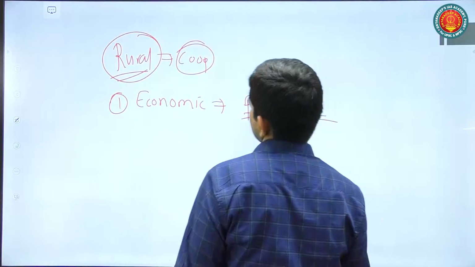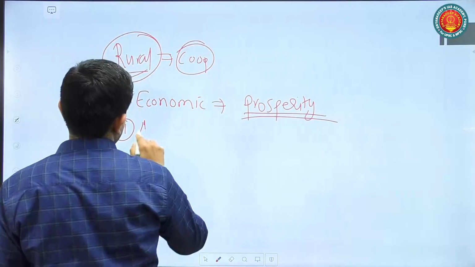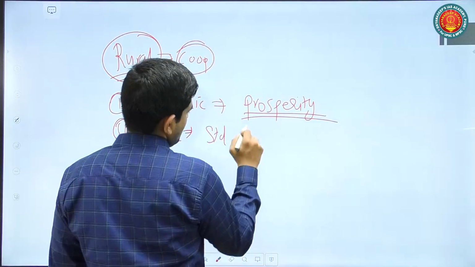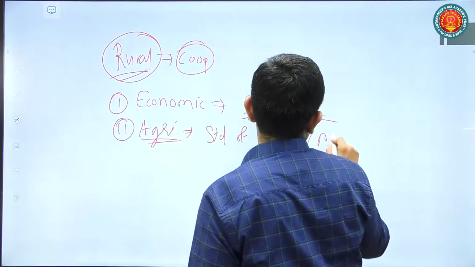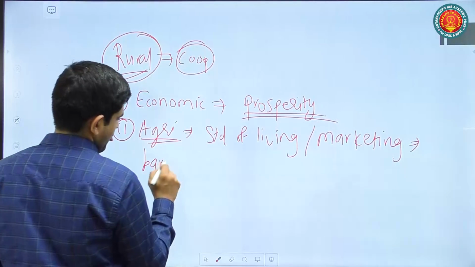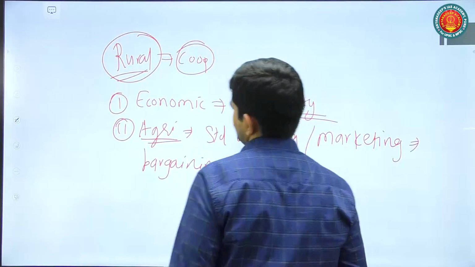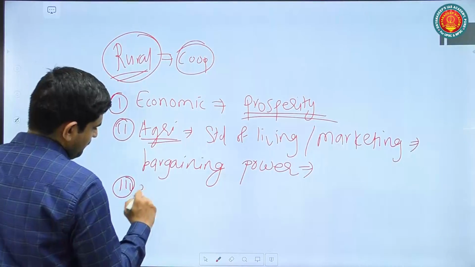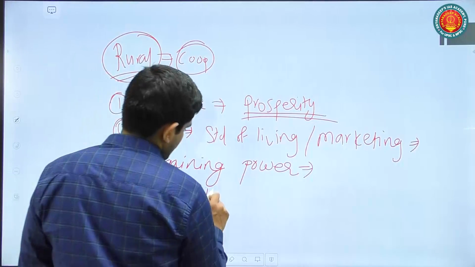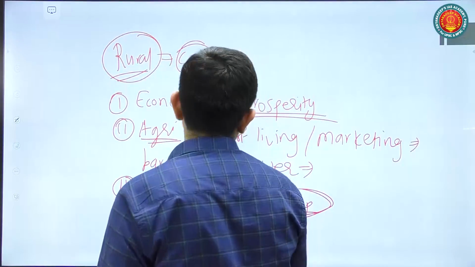Okay. Once economic prosperity is there, then with respect to other things, you can mention that agricultural cooperatives also increase the rural standard of living by increasing marketing power, or you call it bargaining power. Okay, so that also you can mention. Then you can also mention it can create employment opportunities. For example, employment opportunity in terms of textile cooperatives.